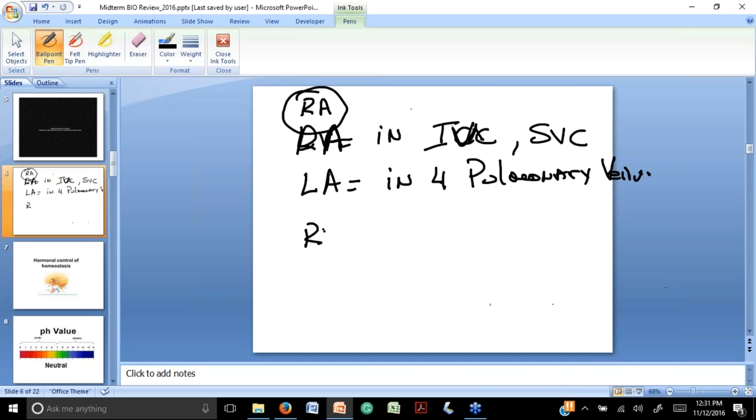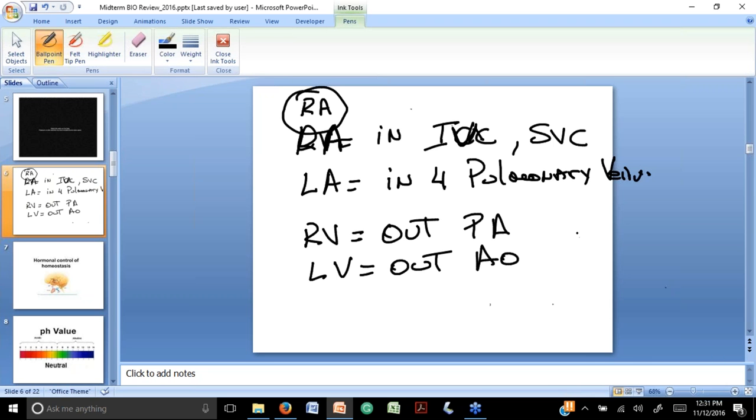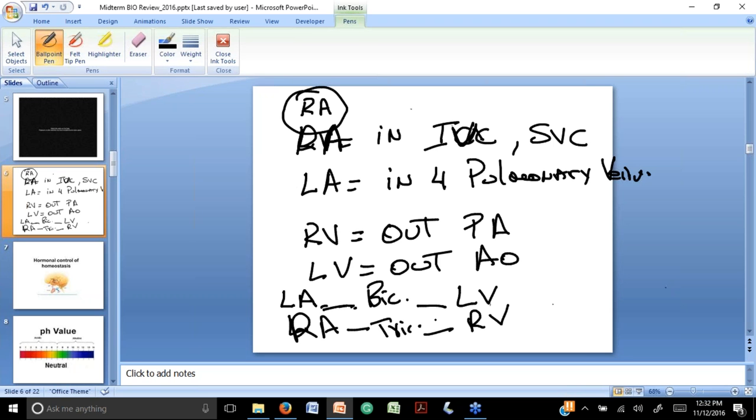Then we have the right ventricle. What is coming out? From the right ventricle comes out the pulmonary artery. From the left ventricle, what is coming out is the aorta. What structure is between the left atrium and the left ventricle? The bicuspid valve. Between the right atrium and the right ventricle is the tricuspid valve.